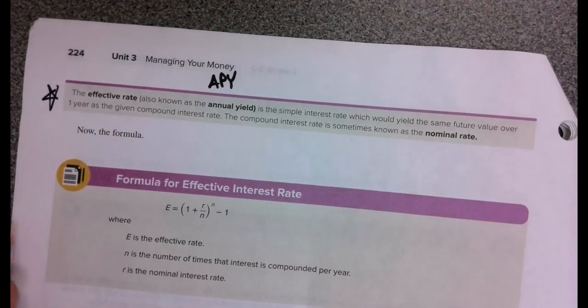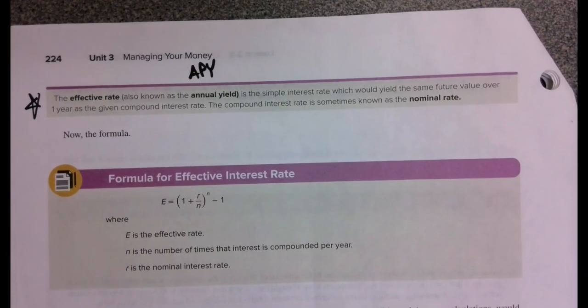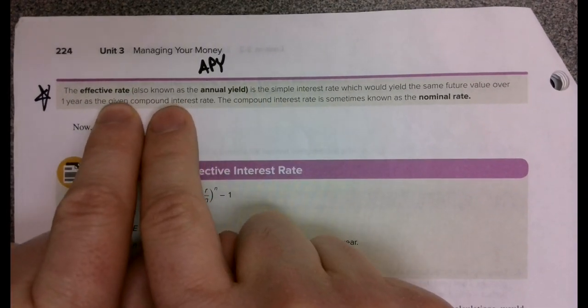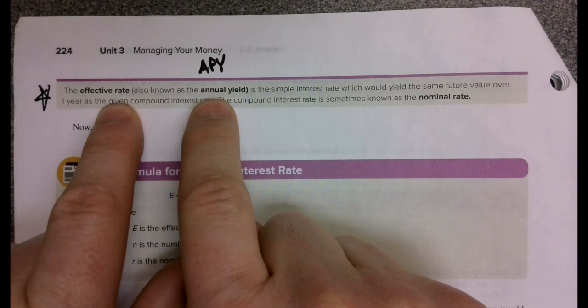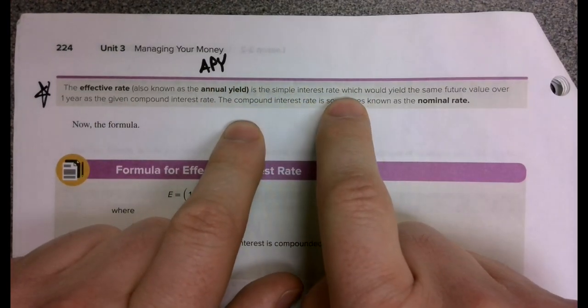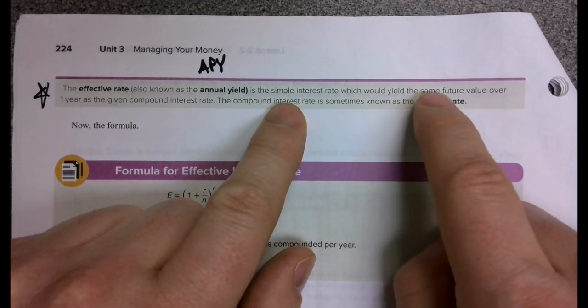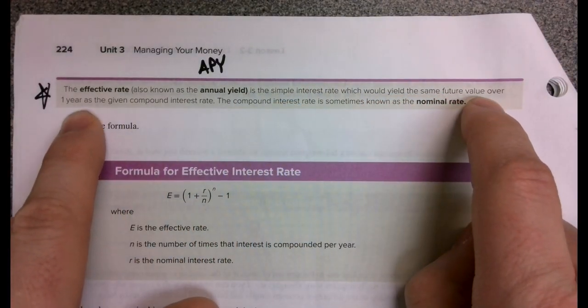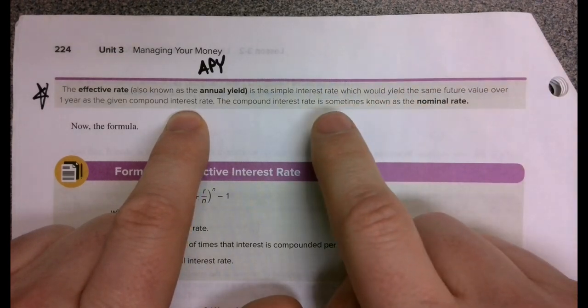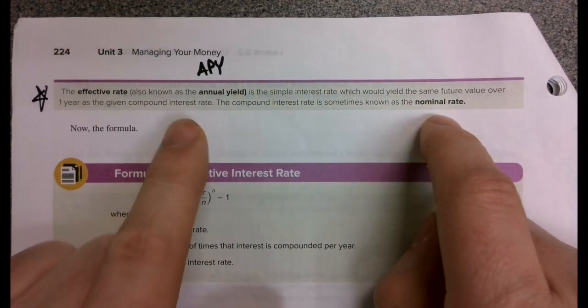So we developed this effective interest rate. First, let's define it. And this definition is crazy. The effective rate, or the effective interest rate, we can also call the annual yield, or the APY. It's the simple interest rate which would yield the same future value over 1 year as the given compound interest rate. Note the compound interest rate, we sometimes call the nominal rate.